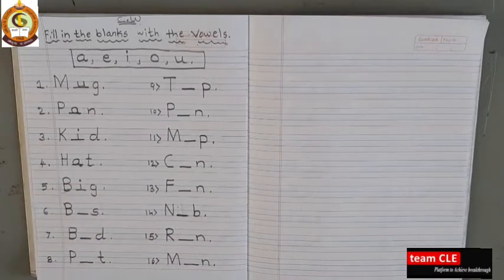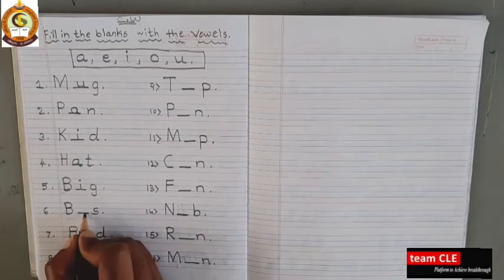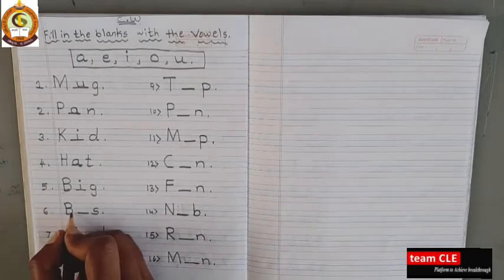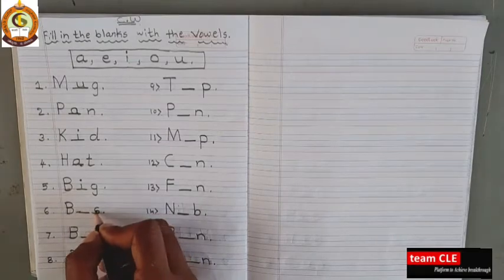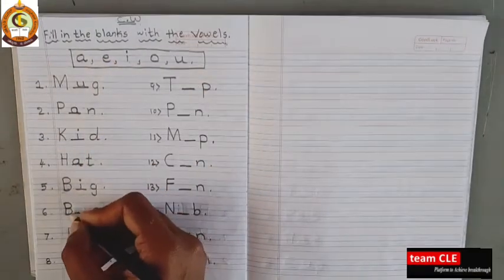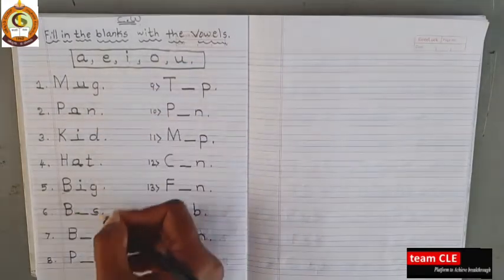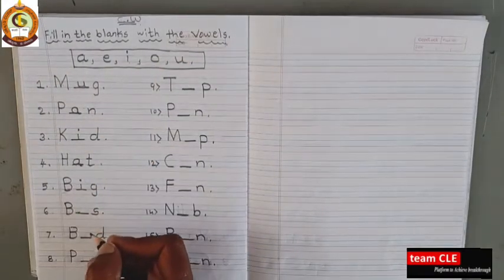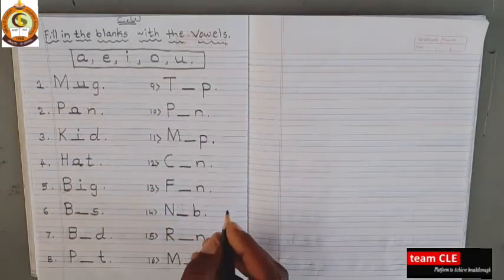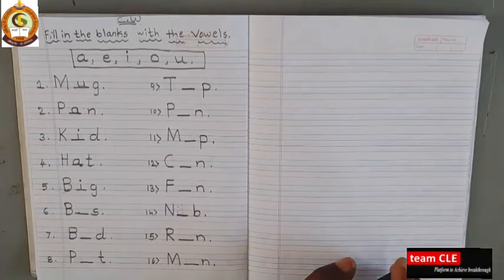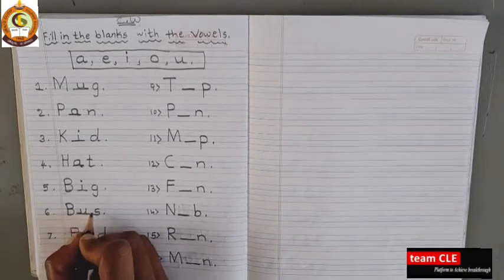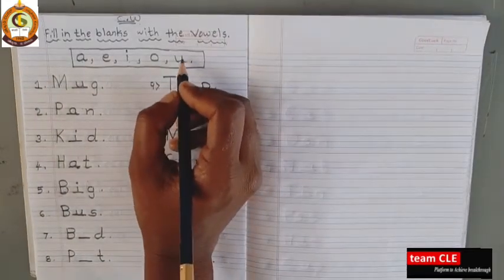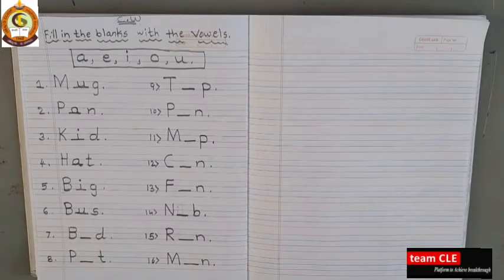B-I-G, big. Okay, next, B-S. So here which vowel will come? We'll match all the vowels. B-A-S, bass, B-E-S, bees, B-I-S, bis, B-O-S, boss, B-U-S, buzz. So which is the correct vowel? U, B-U-S, buzz. So U letter. Okay, so write it U. B-U-S, buzz.